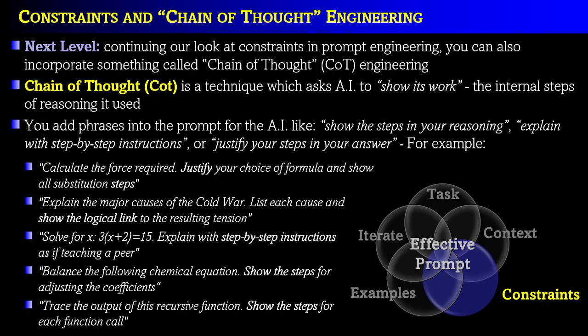Explain the major causes of the Cold War. List each cause and show the logical link to the resulting tension. Solve for x in the equation 3(x + 2) = 15. Explain with step-by-step instructions as if teaching a peer. Balance the following chemical equation. Show the steps for adjusting the coefficients. And trace the output of this recursive function. Show the steps for each function call.